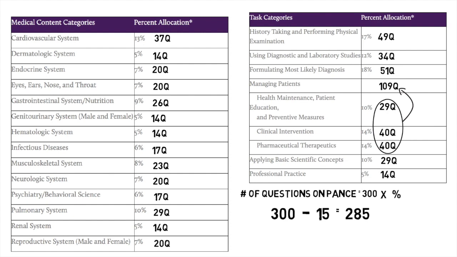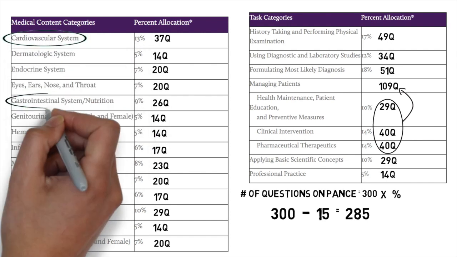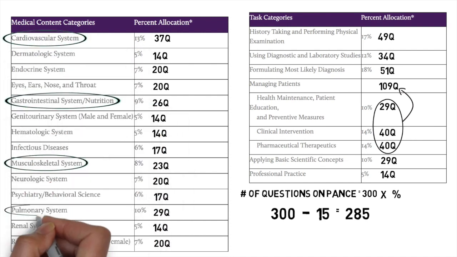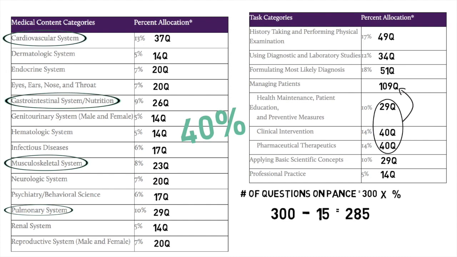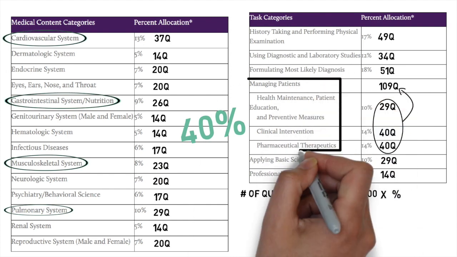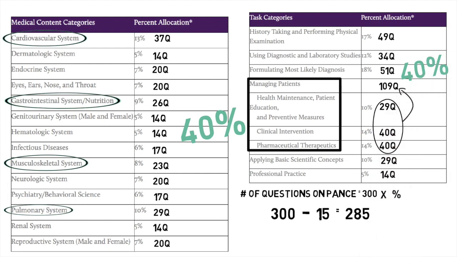The reason behind why I'm doing this is to just put things in perspective for you guys. As you can see, on the medical content side, cardiovascular, gastroenterology, musculoskeletal, and pulmonology make up about 40% of the exam. And on the task category side, management makes up about 40% of the exam. When I say management, I'm referring to patient education, preventative medicine, medical and surgical intervention. Medical intervention refers to your pharmacology.